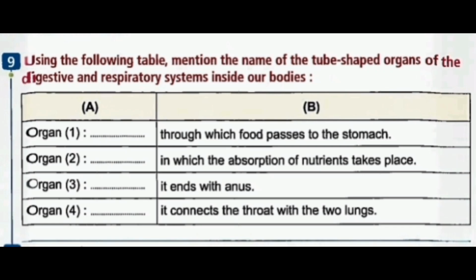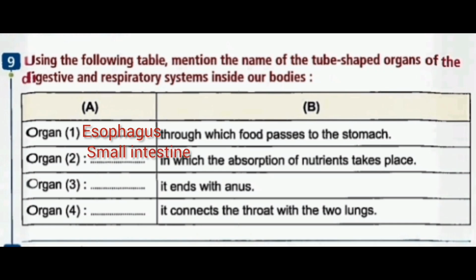We have two columns, column A and column B. Number 1. Through which food passes to the stomach? So we are talking about the esophagus. Number 2. In which the absorption of nutrients takes place? So we are talking about the small intestine.